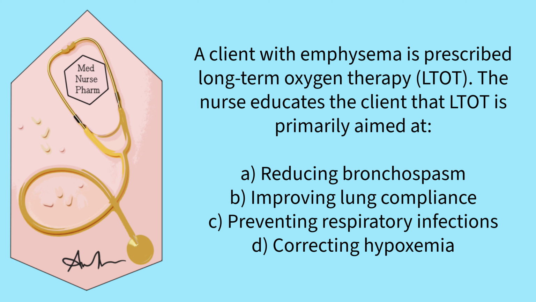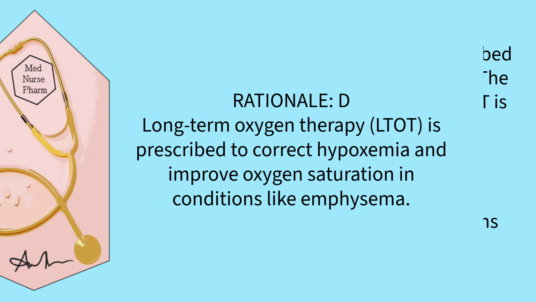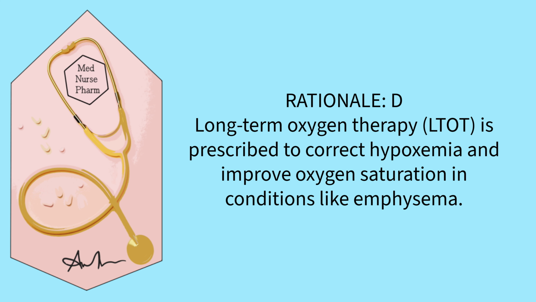A client with emphysema is prescribed long term oxygen therapy. The nurse educates the client that LTOT is primarily aimed at: A: Reducing bronchospasm. B: Improving lung compliance. C: Preventing respiratory infections. D: Correcting hypoxemia. The correct answer is D. LTOT is prescribed to correct hypoxemia and improve oxygen saturation in conditions like emphysema.